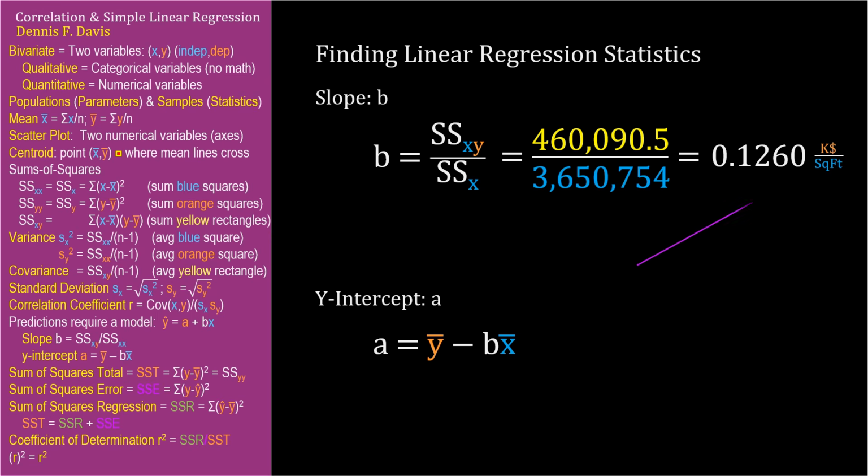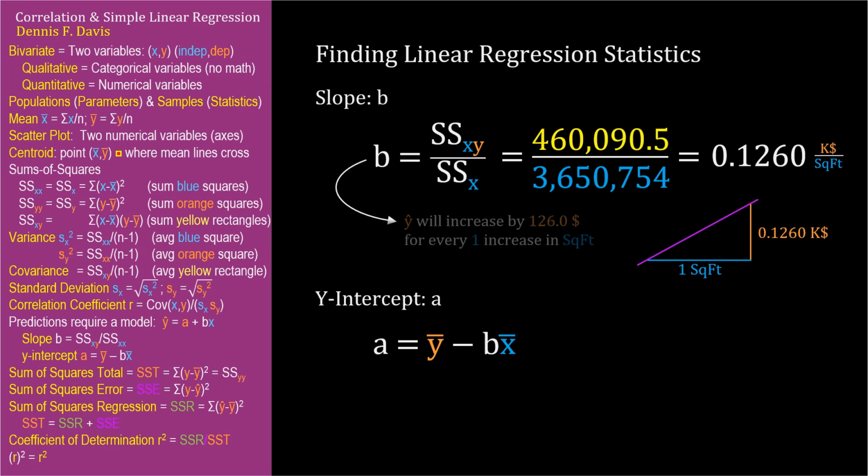Of course, the slope has an interpretation right here on the scatter plot. For every increase of 1 x unit, which is square feet, the predicted y-hat value increases by 0.126 y units, which are k dollars. Since 1 k dollar is $1,000, our model predicts that the home sales price will increase by $126 for every additional square foot. That's what the slope means and how to interpret it, our predicted change in y per unit change in x.